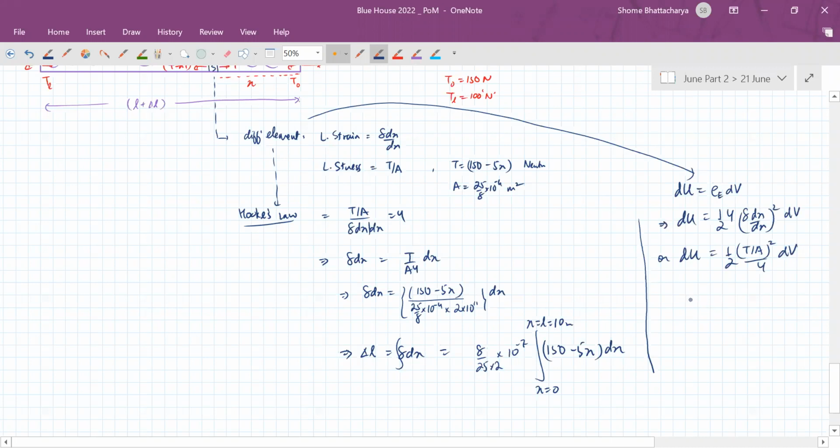Okay. So again, the volume of that element we'll write as A dx, and we'll integrate for this, and we get the total elastic potential energy. So this is the method for calculating the total elastic potential energy stored when we have a situation of non-uniform stress and therefore non-uniform energy density.